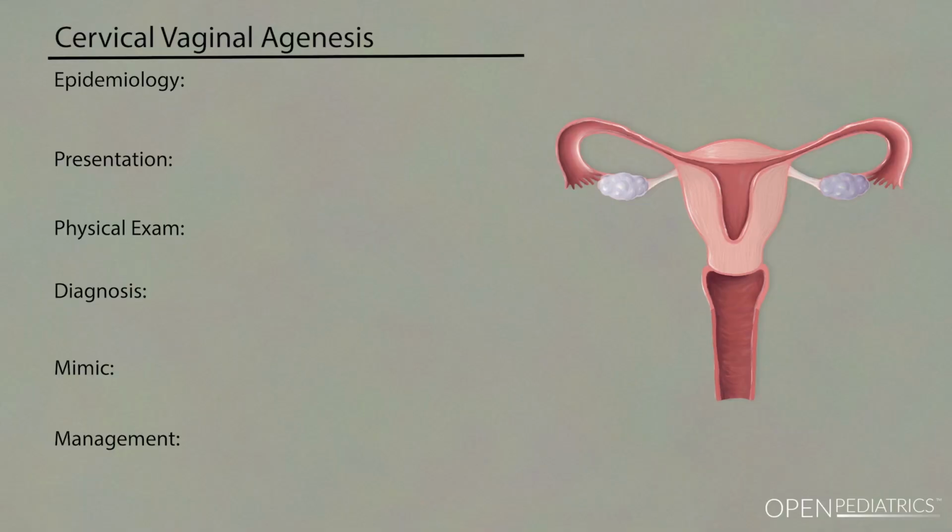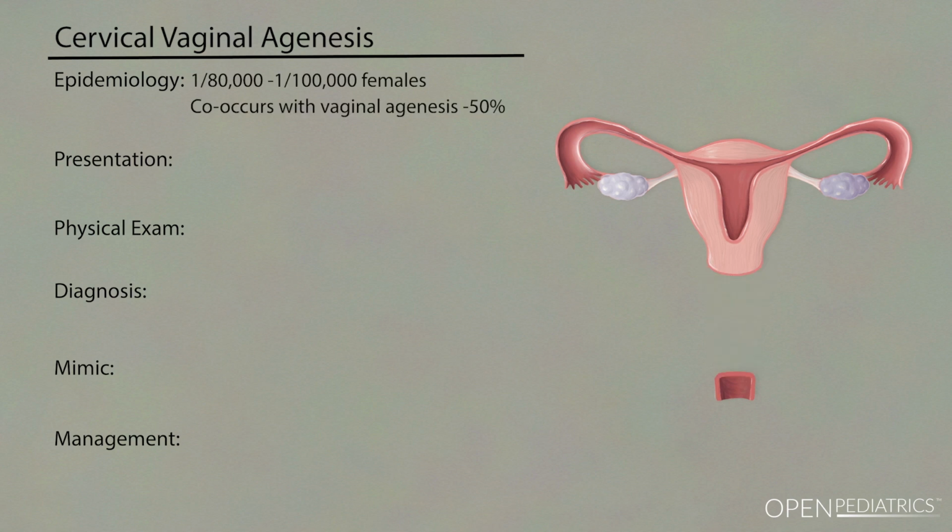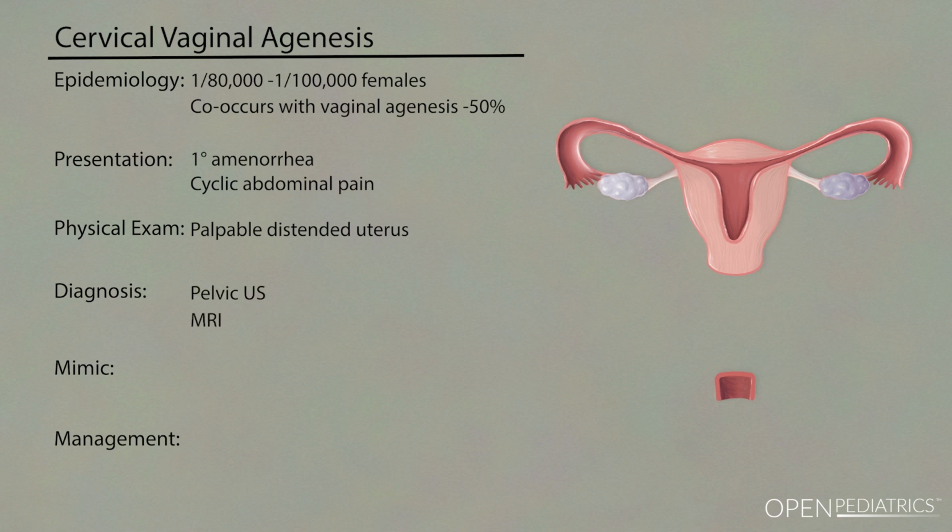Cervical agenesis is a rare diagnosis with incidence of approximately 1 in 80,000 to 1 in 100,000, and co-occurs with vaginal agenesis 50% of the time, as the embryologic origin of the cervix and upper vagina are the same. Presentation is similar to lower vaginal agenesis with primary amenorrhea and pain. On physical exam, a distended uterus can be palpated. Diagnosis is made by ultrasound and MRI.